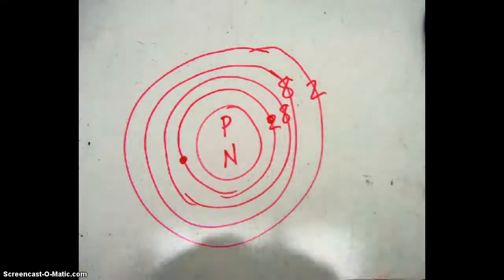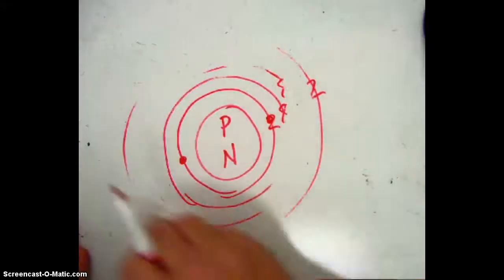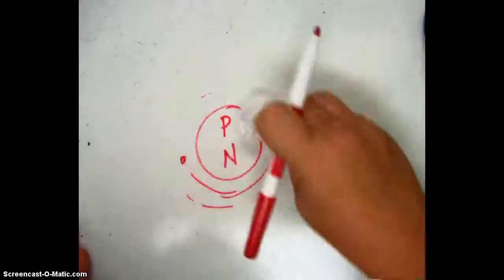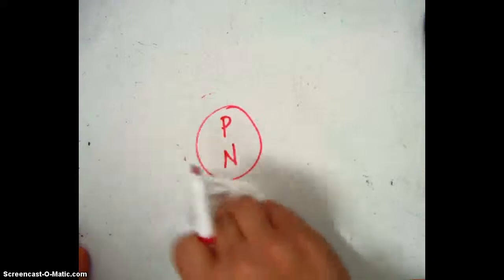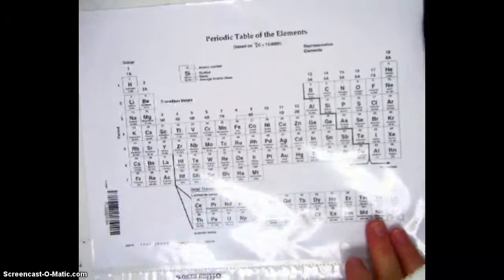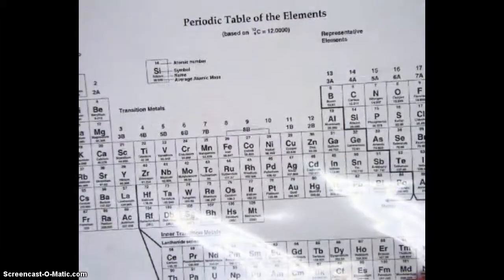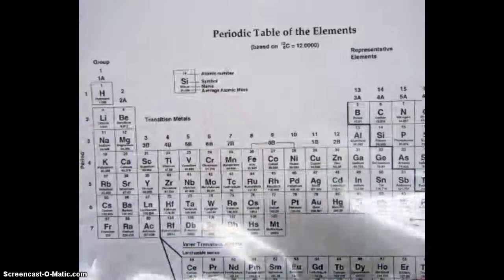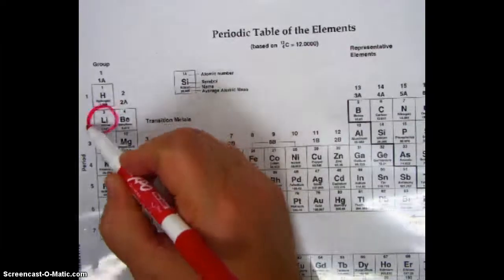The next thing that you need to remember is that the outer shell is called the valence shell, and that's the shell that will determine the reactivity of the atom. Okay, so I am going to look at the periodic table to find an atom that I can use as an example. Okay, let's look at the element lithium.